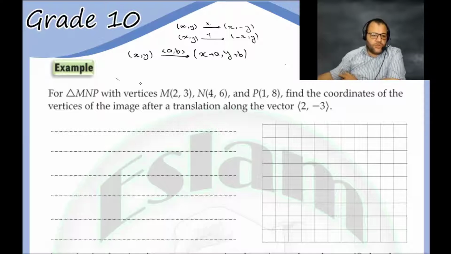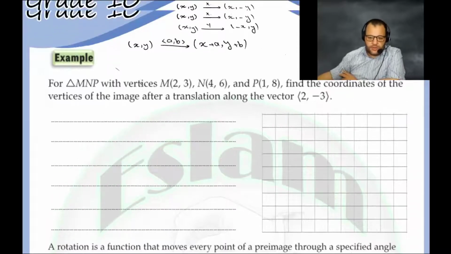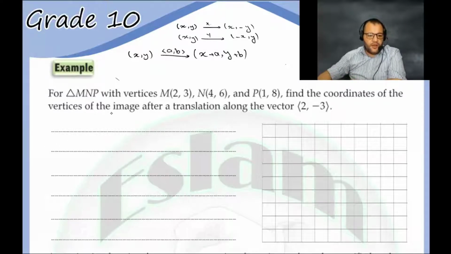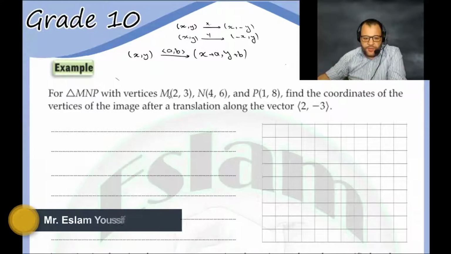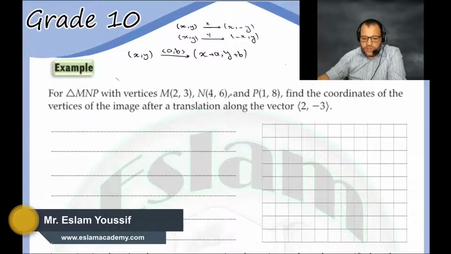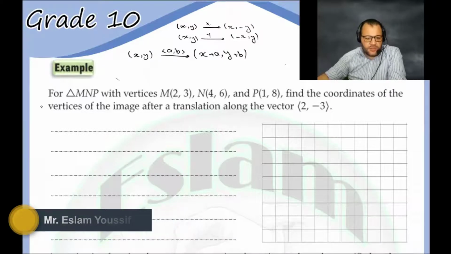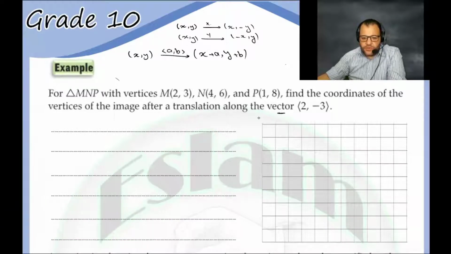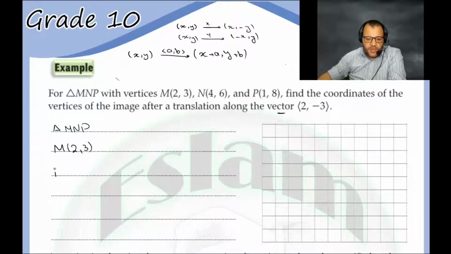So we need to solve this question. We have a triangle MNP, where M is (2, 3), N is (4, 6), P is (1, 8). We need to find the coordinates of the vertices of the image after translation with the vector (2, negative 3). If you want to solve the transformation, at least you need to solve it this way to find the right answer. So M is (2, 3), N is (4, 6), P is (1, 8).